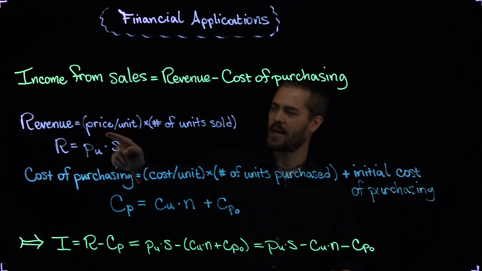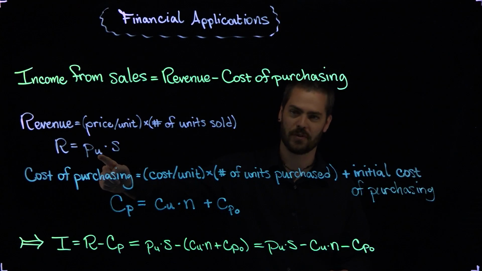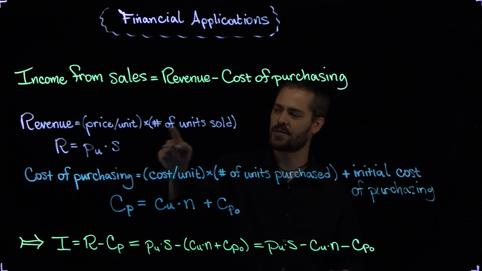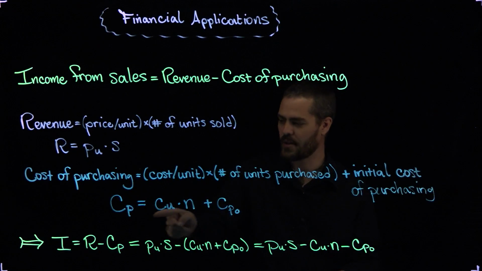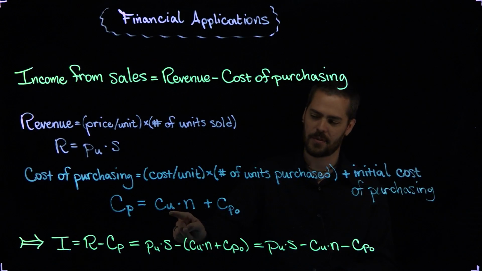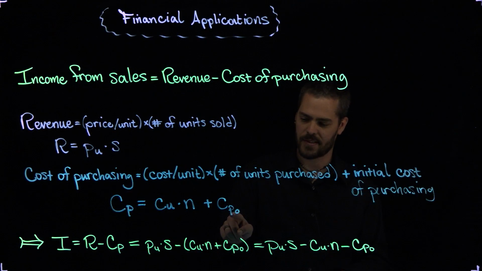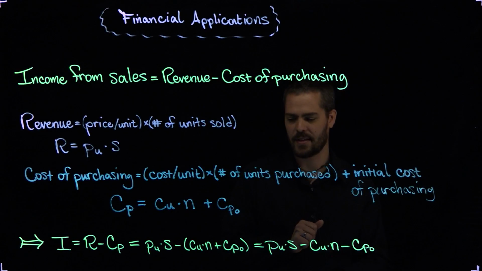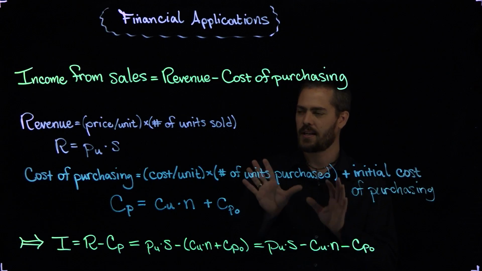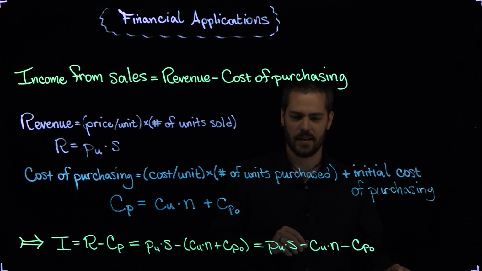Now notice that my price per unit for the revenue I labeled as P with a subscript U for price per unit. Number of units sold is S. Over here for the cost of purchasing, the cost per unit, I've labeled C with a subscript U times N, the number of units purchased, plus the cost of purchasing, that's CP with a little zero down there to indicate the initial value.